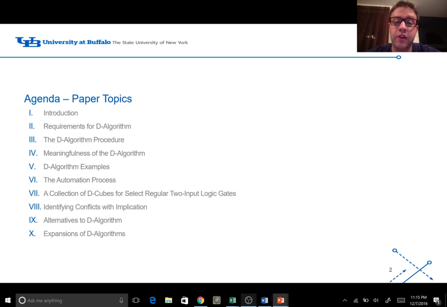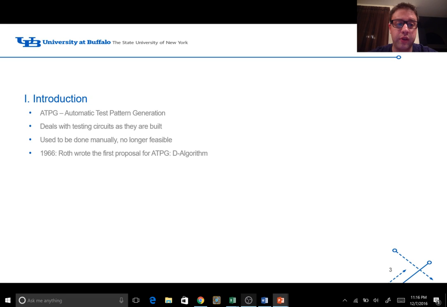My agenda covers all my paper topics: the introduction, requirements for the algorithm, meaningfulness of the algorithm, some examples, the automation process, a collection of D cubes, which I'm going to explain later, identifying conflicts with something called implication, alternatives, and expansions for the algorithm.